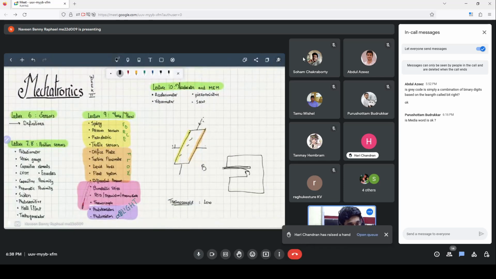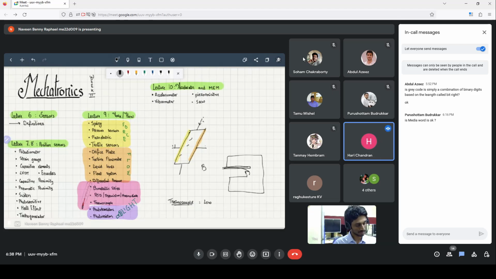Yes? Like this piezoelectric sensor and a piezoresistive sensor, which we are going to use for acceleration and vibration, how can it differentiate piezoelectric and piezoresistive? Where is piezoelectric applicable, and where is piezoresistive applicable? If I remember correctly, piezoelectric is strictly used in case of pressures and stuff like that.